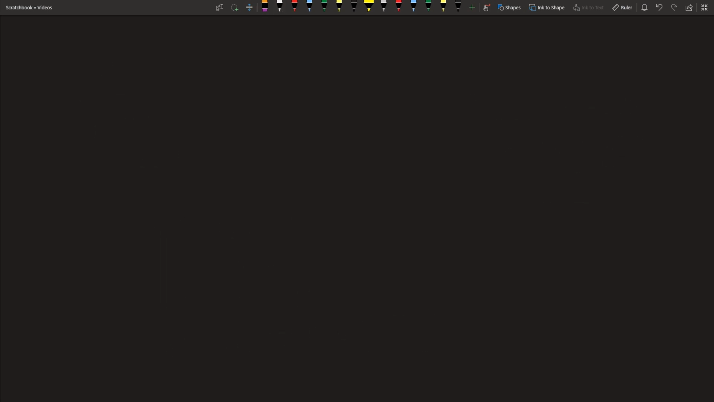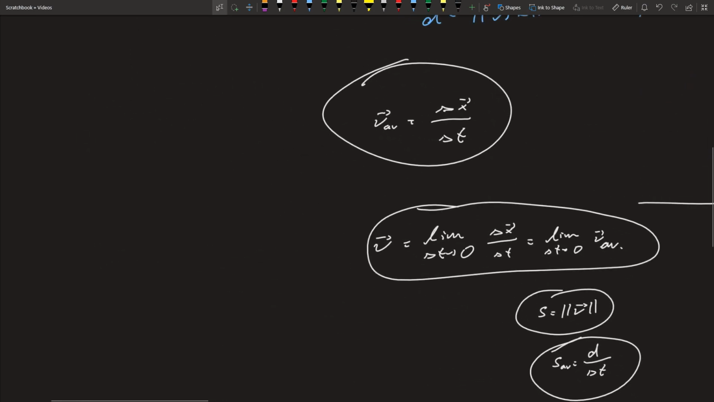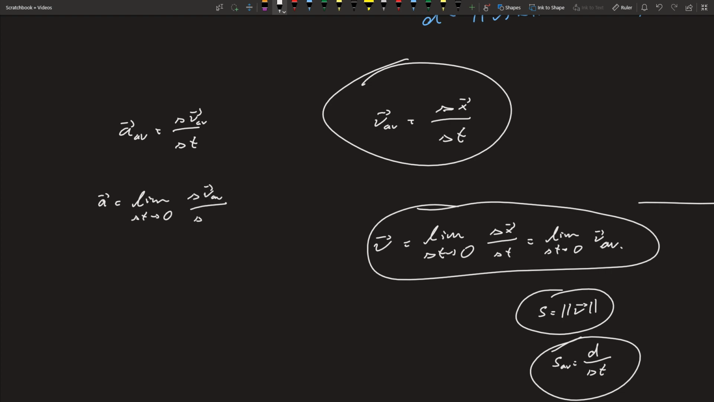Okay, moving on to acceleration. It's the same idea, okay? We had the velocity relationships over here. We have acceleration: average acceleration is equal to the change in velocity, average of course, over change in time, okay? And the instantaneous acceleration is equal to the limit as delta t approaches 0 of the average acceleration.